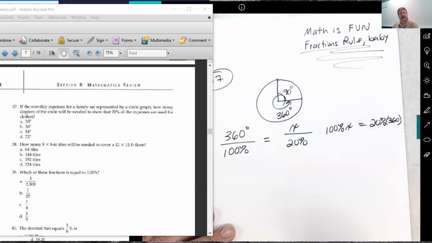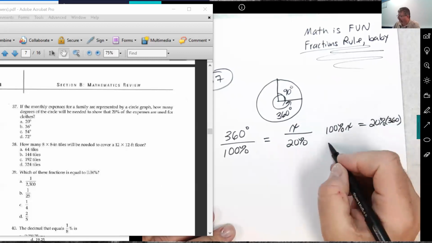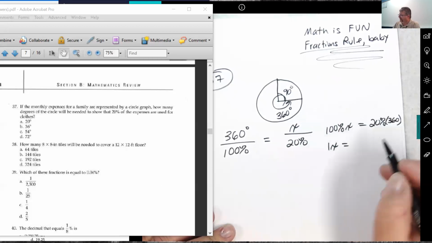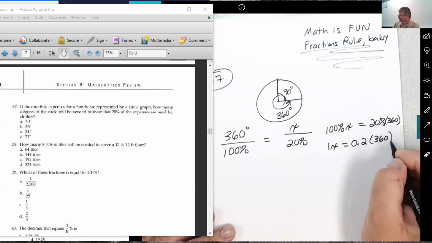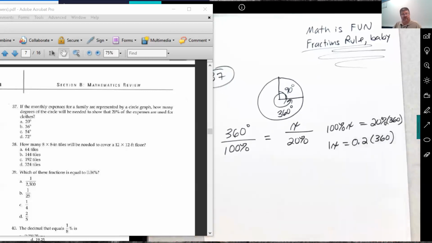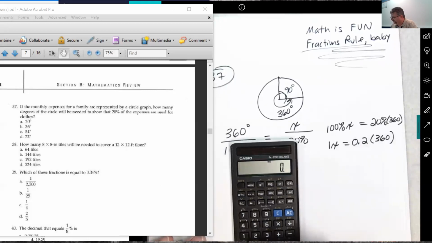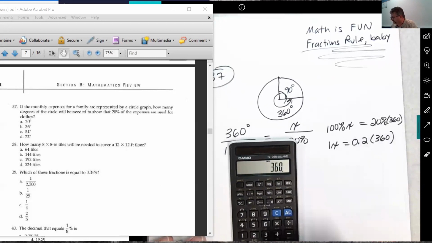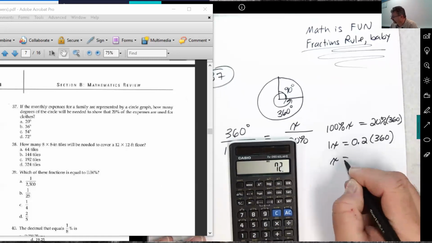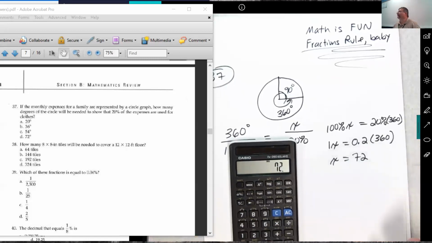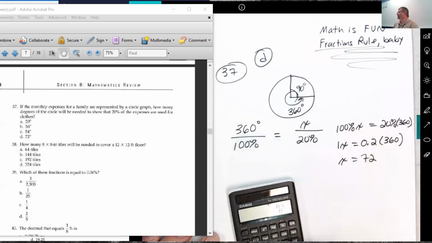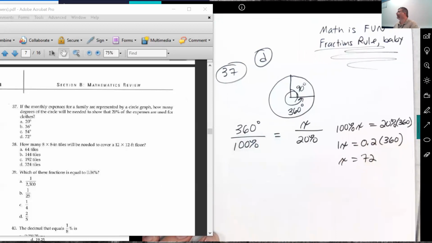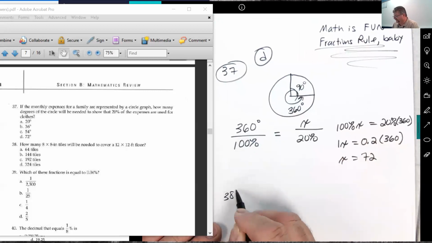Well, what is 100%? That's just a 1, right? So 1x, or just x, and 20% as a decimal is 0.2. So we'll say x equals 0.2 times 360. Let's see what we get there. 0.2 times 360 is 72. All right, if we look at our choices, choice D is 72, and that's going to be our winner tonight. Okay, for 37.